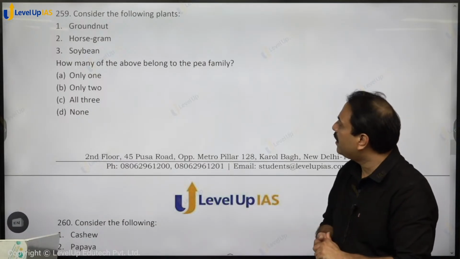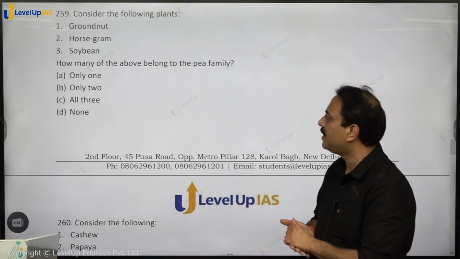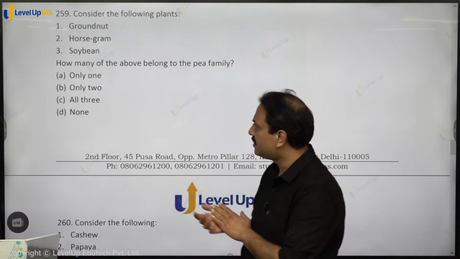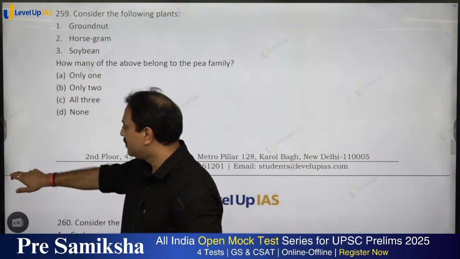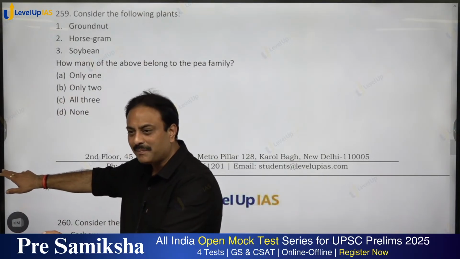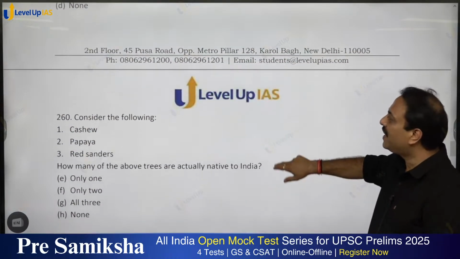How many of the above belong to the pea family? All are belonging to the family of pea. So all 3, option C for cat, shall be the right answer. What, seriously you want to see horse gram? Option C for cat.